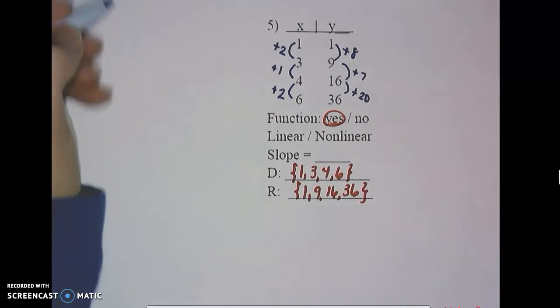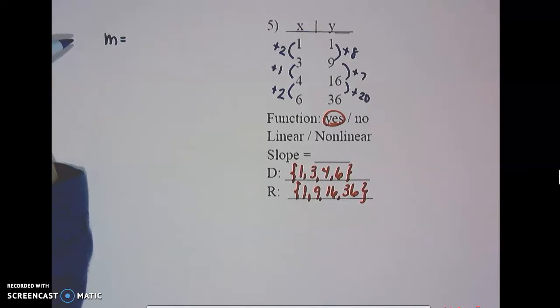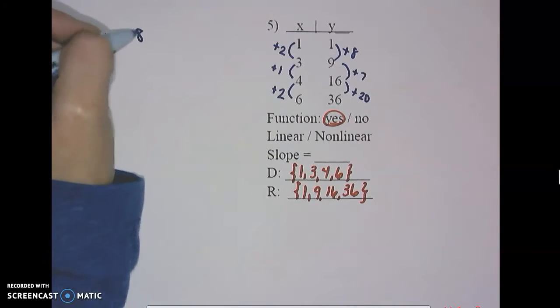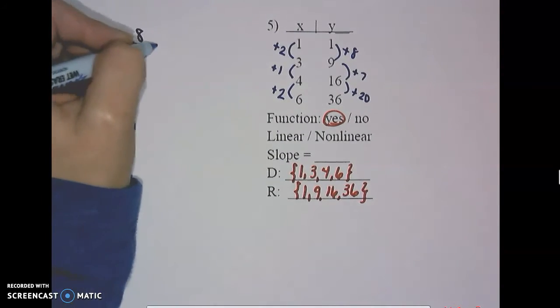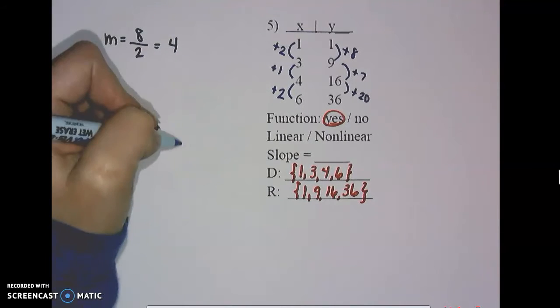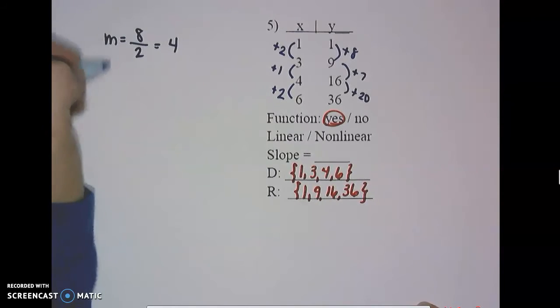So to figure out our slope, we need change in y over change in x for each of these, and we're going to see if they're consistent or not. So change in y of the first 2 points is 8. Change in x is 2. 8 divided by 2 simplifies to be 4. So if all of these are 4s, we're going to say linear. If all of them aren't 4s, then we're going to say nonlinear.